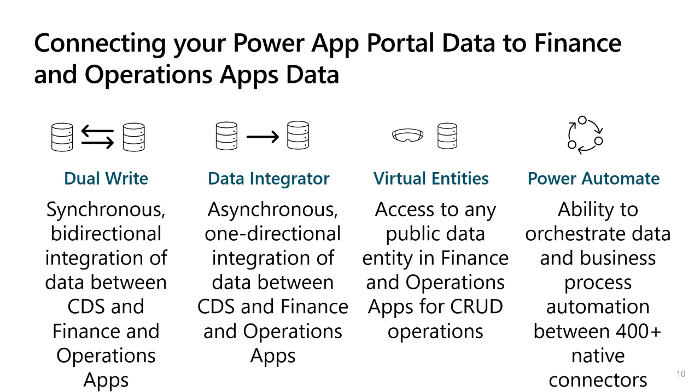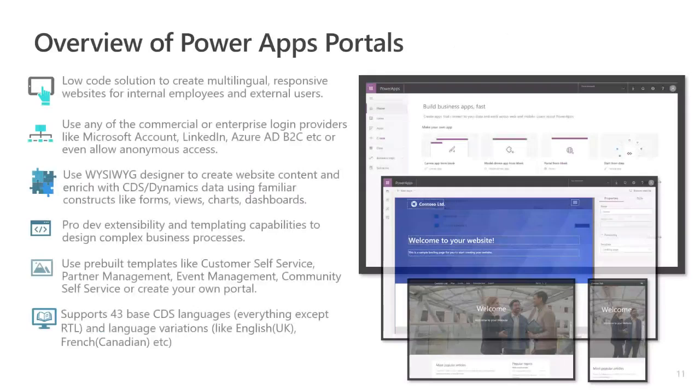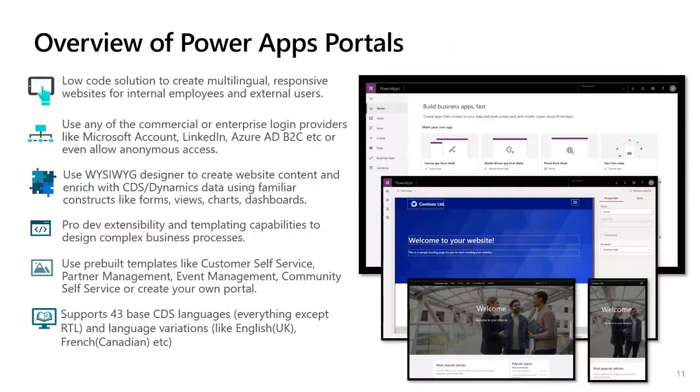The other way is that you can use Power Automate or something like Logic Apps as another example to orchestrate data and business processes between any one of the 400+ connectors that are available out of the box and your Common Data Service and Finance and Operations apps. So with that, I'm going to go ahead and hand it over to Vasavi, who's going to talk a little bit more about portals and then walk through that process of creating portals.